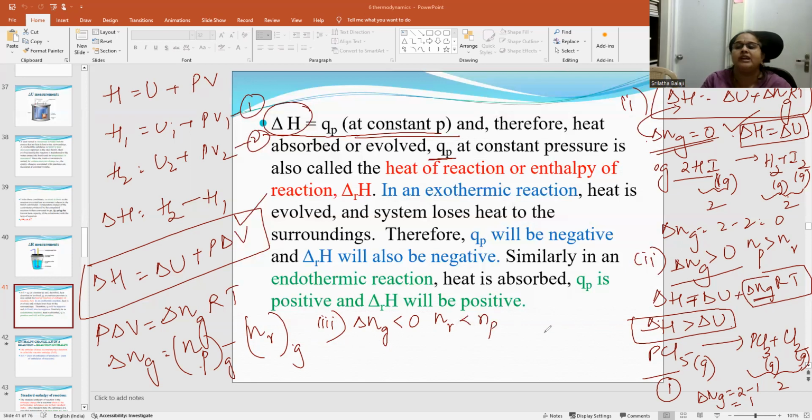Now, what is the relation between delta H and delta U now? So when you put delta H is equal to delta U plus delta Ng RT, what will be the second term? The second term will be positive or negative? If I put delta Ng is less than 0, that will become negative. So delta U minus something will come. Isn't it? So when you say delta U minus something, overall what will happen? Delta H is less than delta U. Is that clear? Taking an example, nitrogen plus hydrogen giving ammonia.